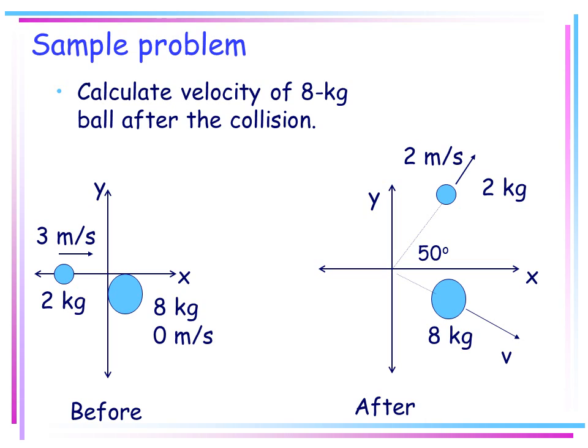After the collision, the 2 kilogram ball scoots off at a 50-degree angle to the right above the horizontal axis. The 8 kilogram ball moves off below the axis. Now we don't know what that angle is, and we want to find what the velocity of that 8 kilogram ball is after the collision. You may think this is a difficult question, but it's easier than it looks.